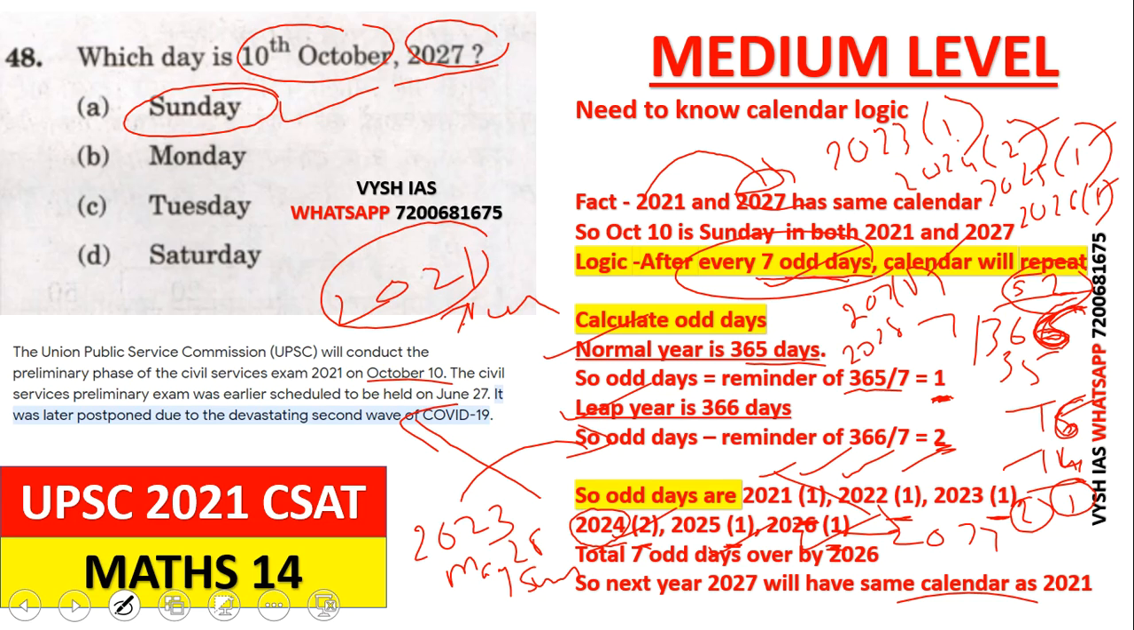2028, leap year, 2 odd days. So it becomes 7 days, right? 1 plus 2, 3, 4, 5, 6. Okay. So now after that, the calendar will repeat. So like that, as I'm telling, UPSC has done that with a proper calculation that your exam day, Sunday, will repeat in which year. And based on that, they have given you option number 1 itself as a Sunday to test whether you know the basic calendar logic. Okay. So 21 and 27 has the same calendar. That is why this question was asked, and it's a one-time kind of question.